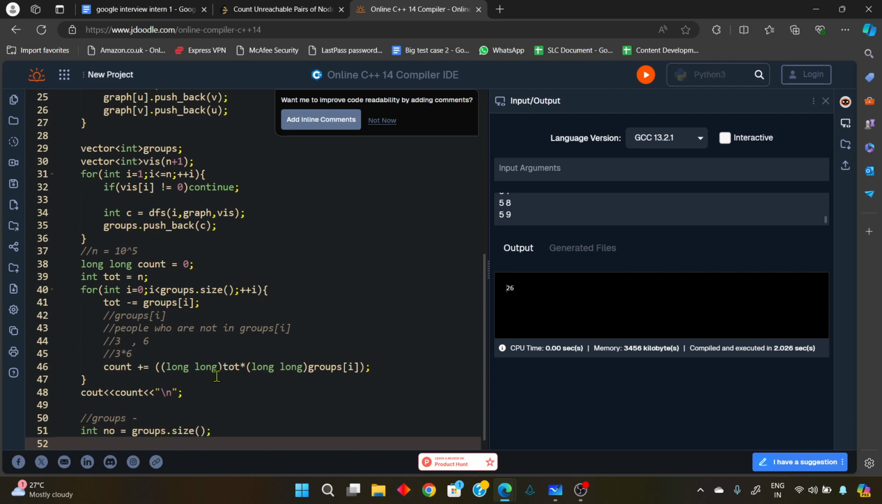Okay. And what is the minimum number of connections that we need to add extra to make it connected? It is number of groups minus 1. Okay, that many connections we require. So in this case, it should print 2 because 3 groups are there. So 2 connections we require. Okay, yeah, it is working fine.